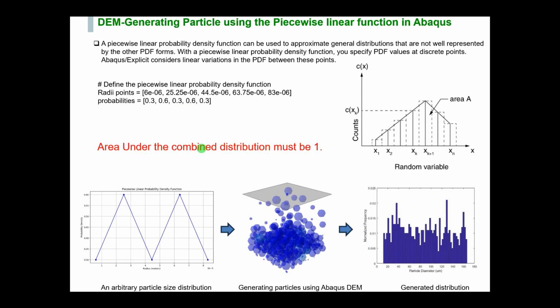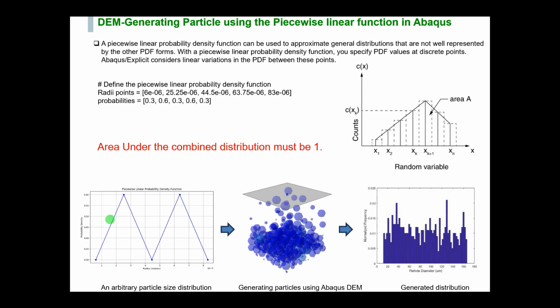It is necessary to note that the area under the combined distribution must be 1, and if it exceeds 1 or is less than 1, you will get an error in ABAQUS.